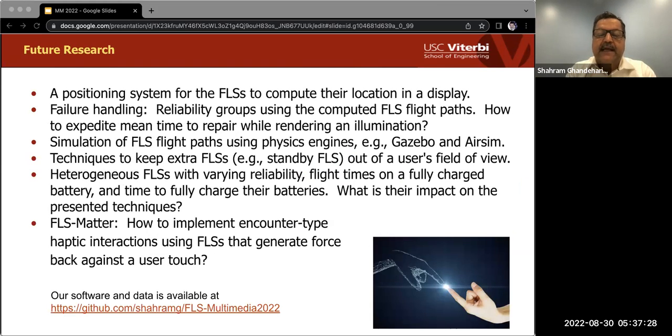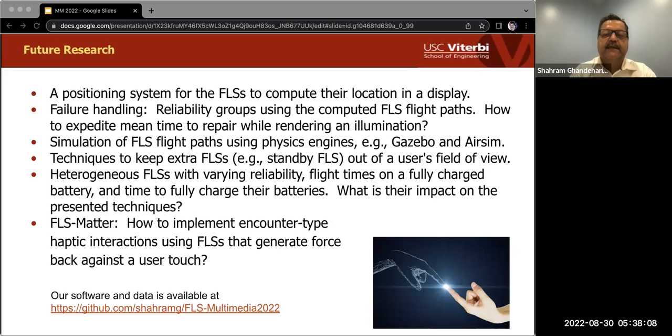FLS displays are an exciting area of research. We are extending this study in several ways. First, we are developing a positioning system for FLSs to compute their location in a display. Such a positioning system is essential to enable FLSs to execute the flight paths computed by quota balanced and MOTIL. Second, with failure handling, we are developing algorithms to form reliability groups using MOTIL's computed flight paths. These groups should expedite mean time to repair while FLSs render an illumination.